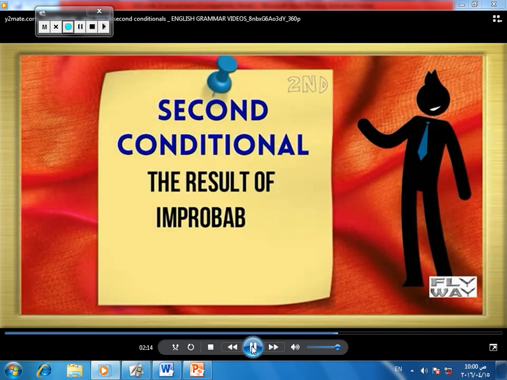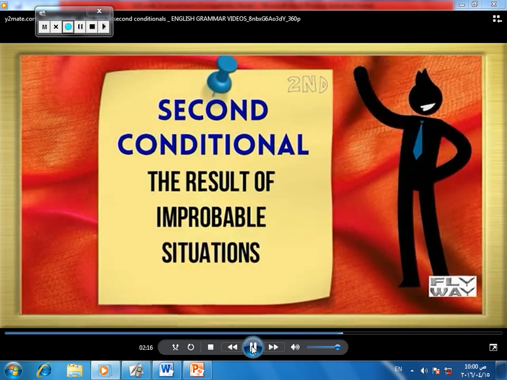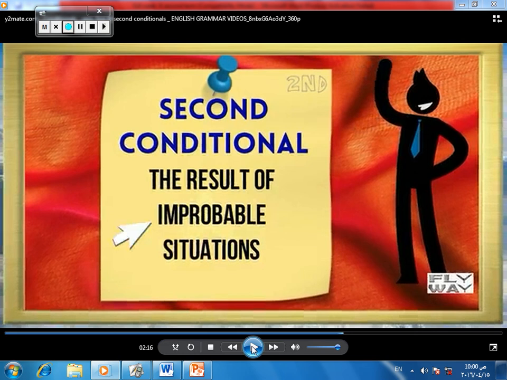The result of an improbable situation. The second conditional is different from the first conditional. In the second conditional, we use it to talk about things that are unlikely to happen, things that can't happen in the future or in the present. Okay? Things that are unlikely to happen in the future or in the present.